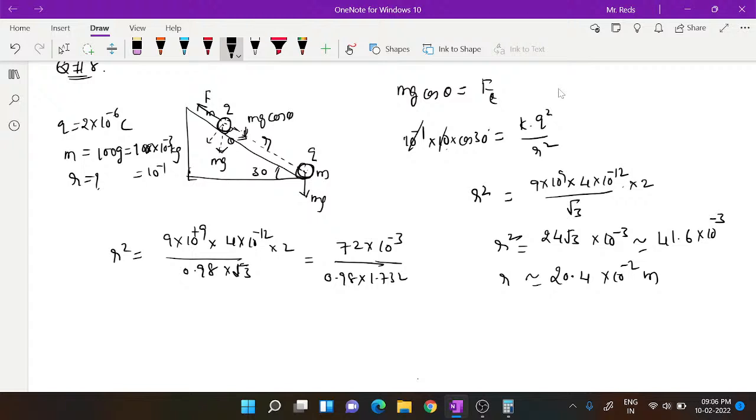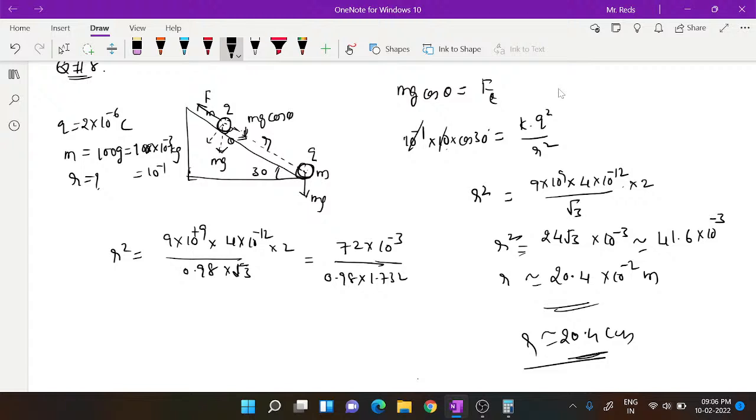Okay, let's check it. So approximately we are getting this in centimeters. It can be expressed as approximately 20.4 centimeters. Right? And cross-check once again, is any parameter we are missing? Actually, by symmetry, this is theta, right?